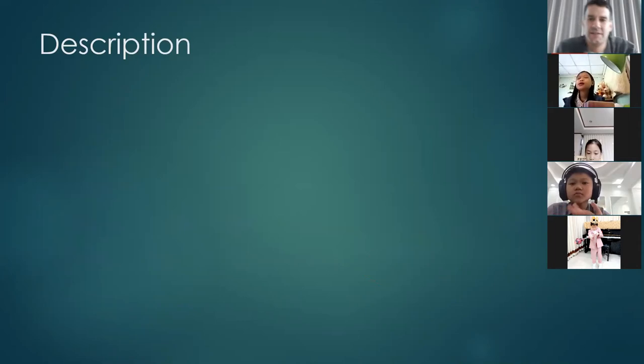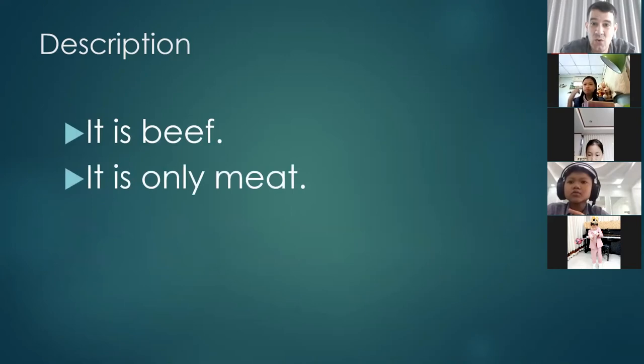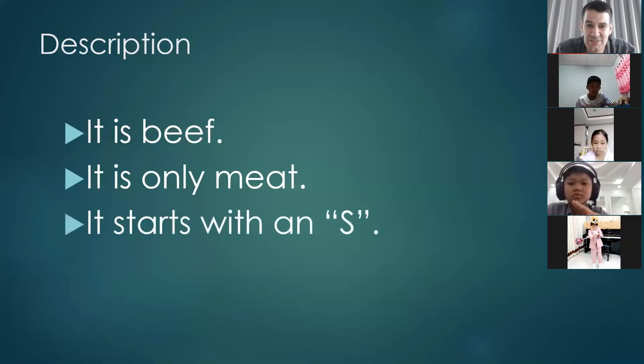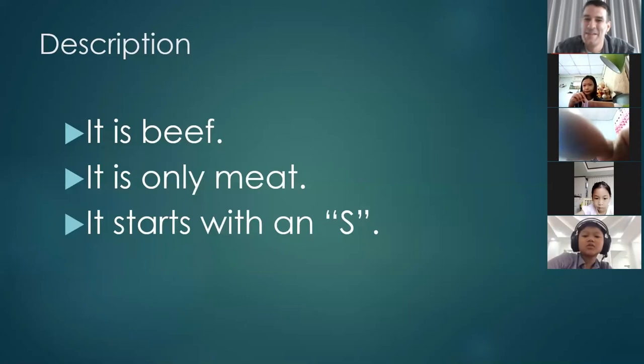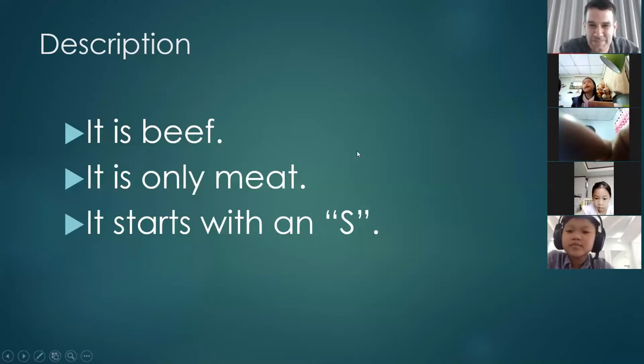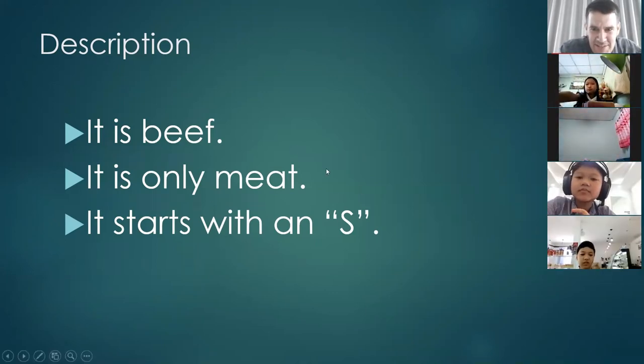Okay, so next one. It is beef. It is only meat, not vegetable. Try to write it, not say it. It starts with an S. Students like to talk, but you can also practice your spelling. Yes, only a few students write.